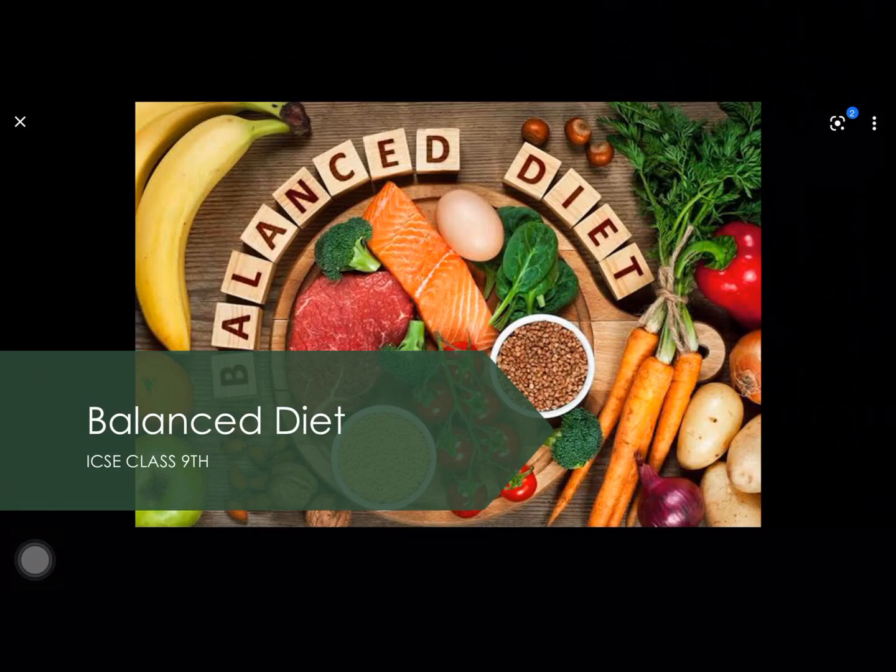So now today's part is balanced diet. Let us start with today's lesson. Now, what are the learning objectives? At the end of this lesson, we will know what a balanced diet is, what are the functions performed by different constituents of a balanced diet, and what is malnutrition or undernutrition. Is it clear? So, balanced diet, functions performed by different nutrients present in a balanced diet, and what is malnutrition and undernutrition.